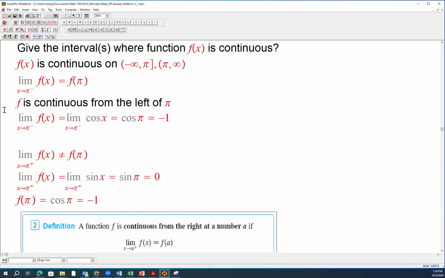Right? So one is continuous from the left. So we can remove these. Okay, let's clean it up.